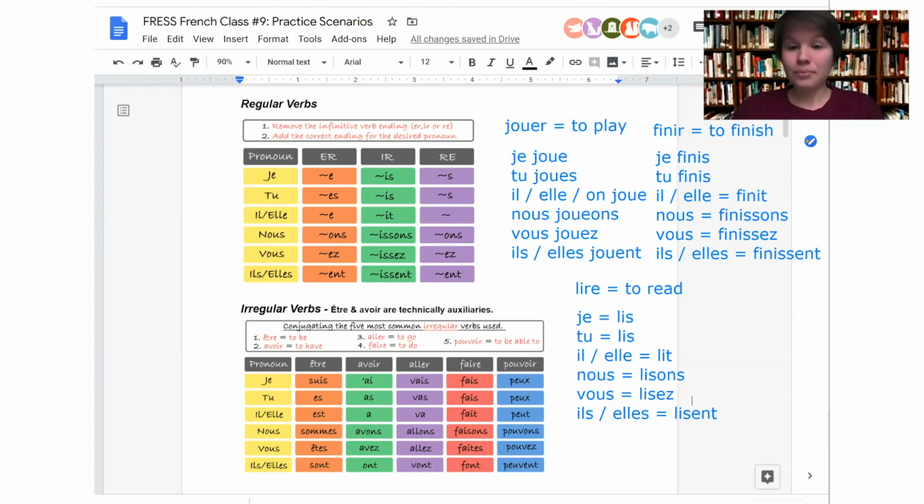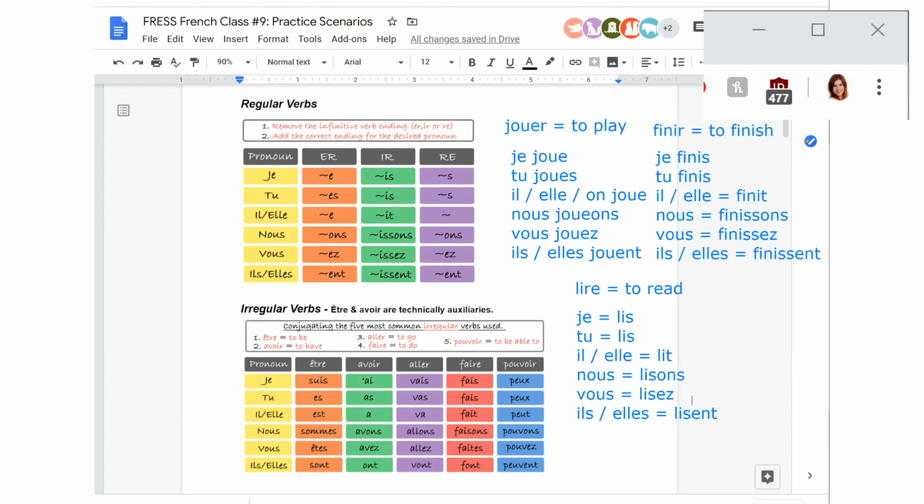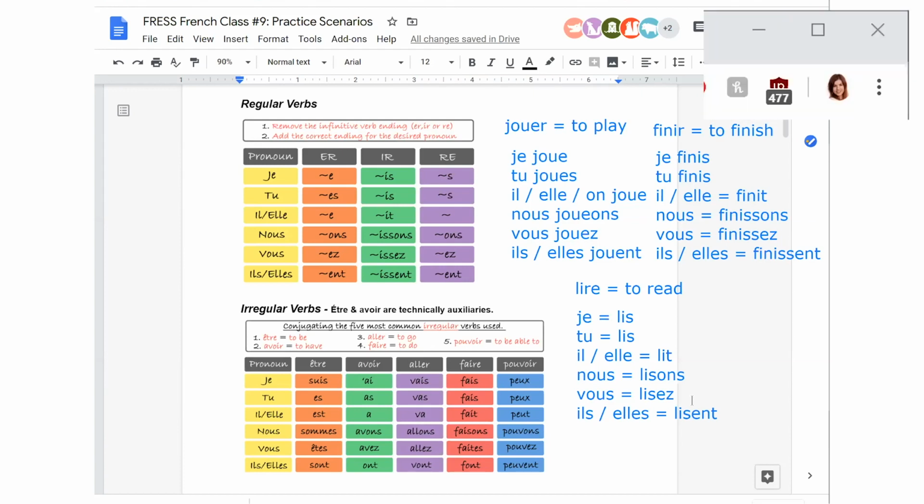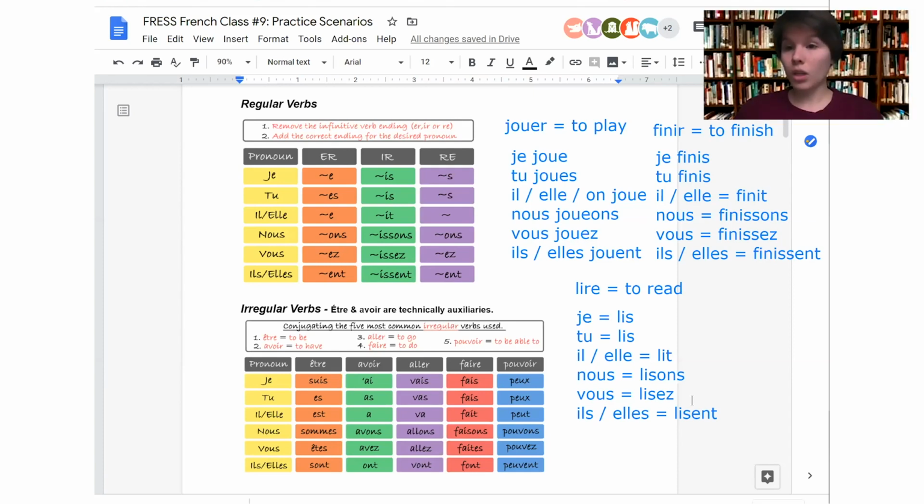Je finis, tu finis, elle finit, nous finissons, vous finissez, elles finissent. Excellent. Exactly. So there is that slight S sound for the il, elle at the end.